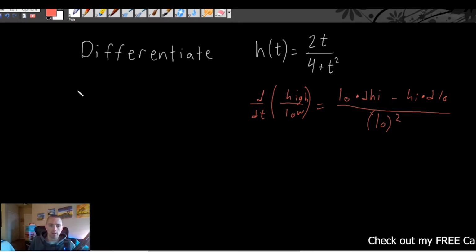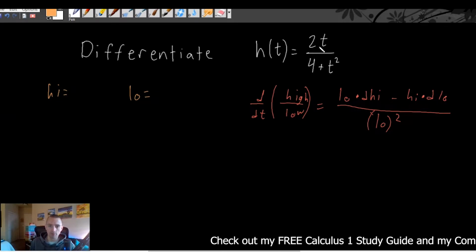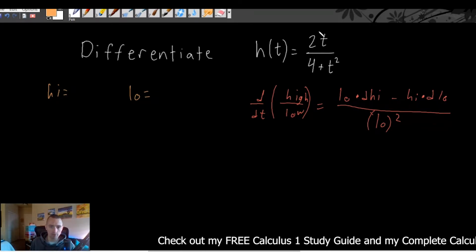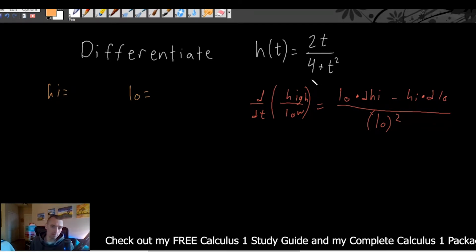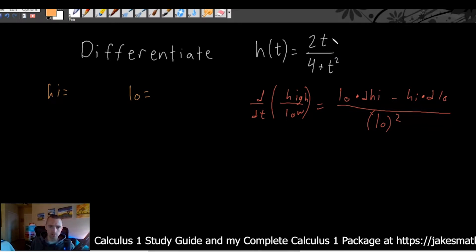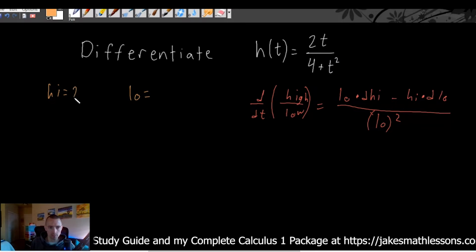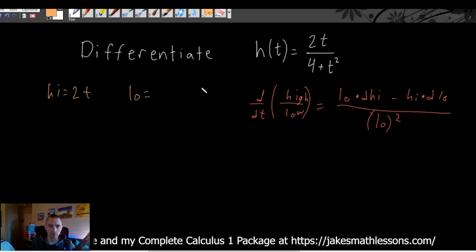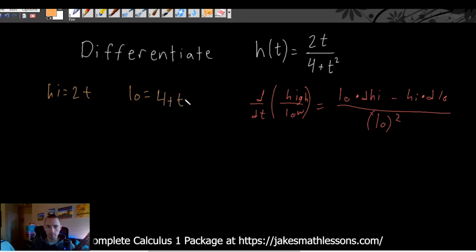So again, next thing we want to do is write out, first of all, the high and the low. The high is always just the top of your fraction. We know we have just one big fraction here that we're taking the derivative of, so clearly quotient rule is going to be applicable. The high is just going to be the top of your fraction, so 2t. The low is just the bottom of your fraction, 4 plus t squared.